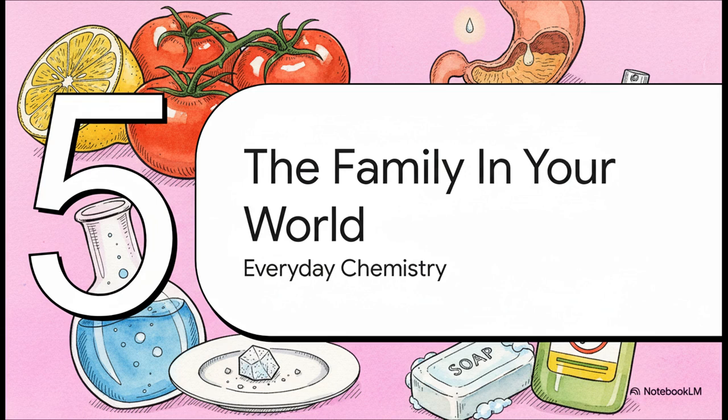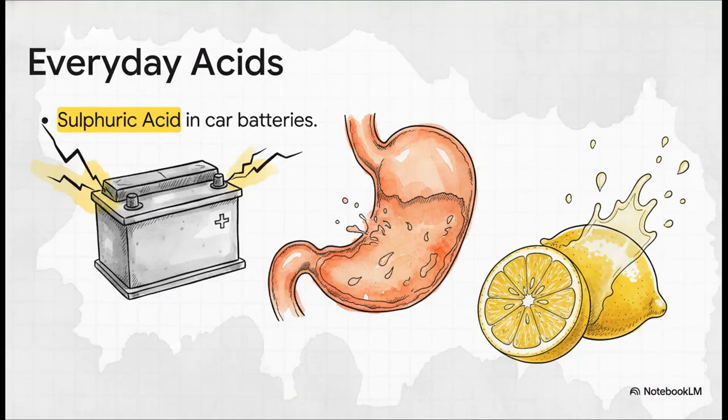Okay, that's a lot of chemistry theory. So let's bring it all home. Where does this chemical family actually pop up in your world, in your everyday life? Let's take a look. You'd be surprised. Acids are everywhere. That car battery that starts your car, it's powered by sulfuric acid. The acid in your own stomach digesting your lunch right now, that's hydrochloric acid. And that awesome sour taste in a lemon, you got it, citric acid.